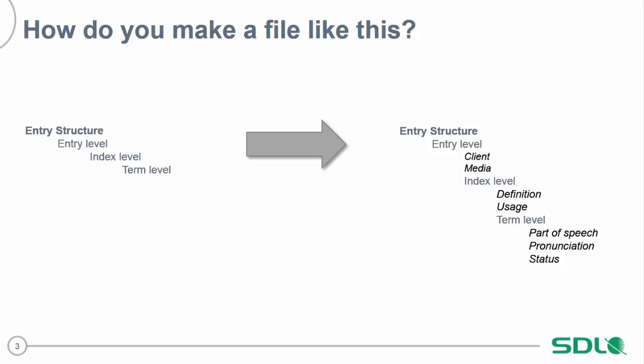So there you might have a field name for the client and a field that contained an image or a video, for example. That would be the media. You could put this anywhere you like. Here I've shown it at the entry level. At the index level, you might add a definition for the term or some information relating to how that term is used in practice. And at term level, you might add part of speech. So whether it's a verb, a noun, a pronoun, whatever you wanted, how to pronounce it, what the status is, whether it's confirmed or whether it's a temporary term, it's not been approved for use yet. It could really take the shape of anything you like.